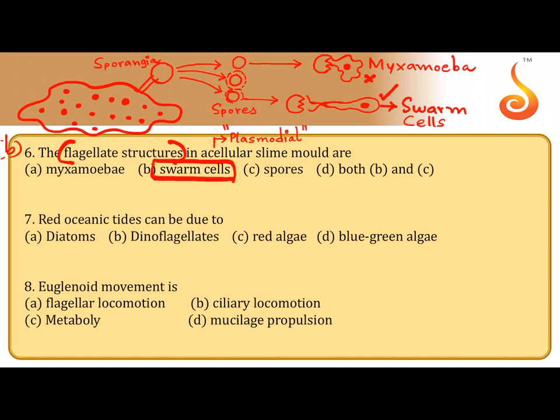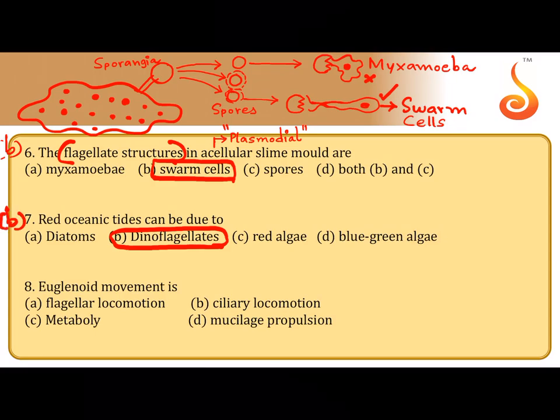Red oceanic tides is because of dinoflagellates like Gymnodinium and Gonyaulax. So you've learned the examples also. Some of them, when they reproduce and when they develop in huge numbers, they impart a coloration to the waves in the sea, and that is what is referred to as the red tides. So it is a feature of dinoflagellates.